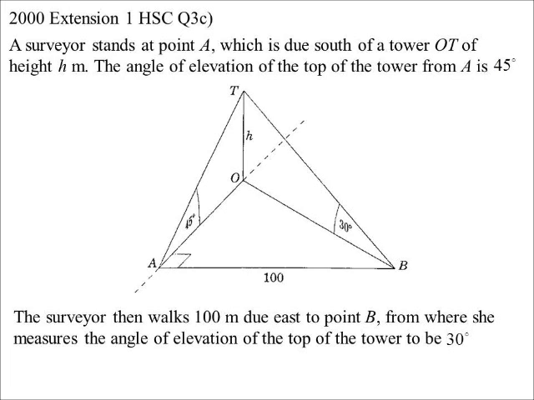The surveyor then walks 100 metres due east. So that's a right angle there. We're going due east over to B, and then measures the angle to the top. And what do you know? It still turns out to be one of our exact angles as well, 30 degrees.